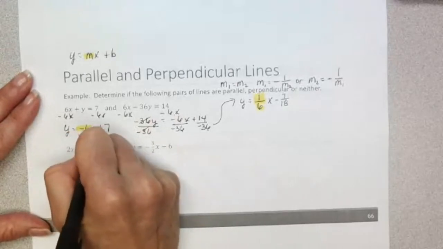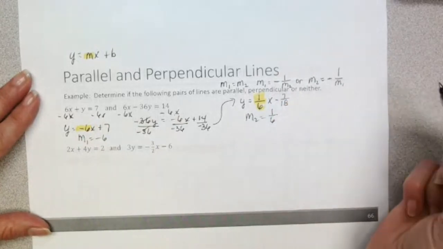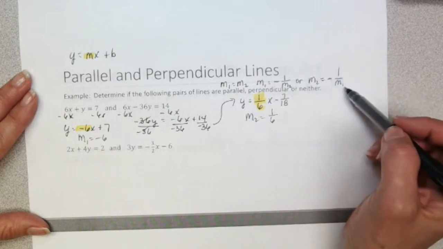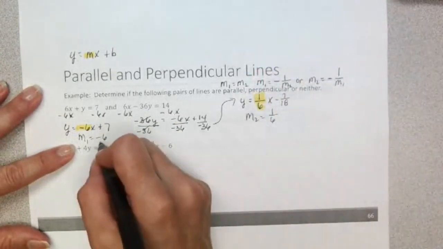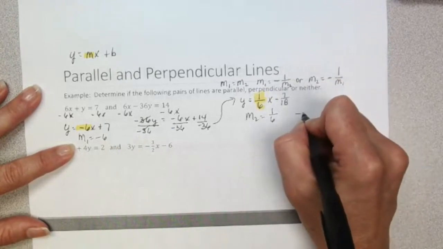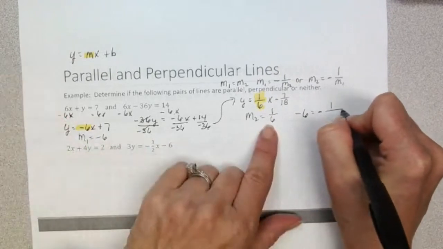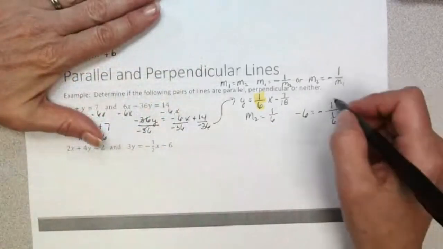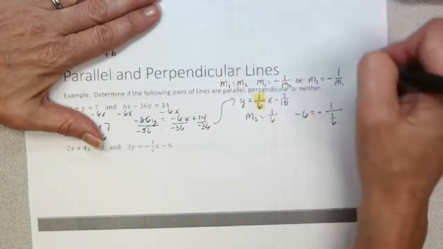So if m1 is equal to negative 6 and m2 is equal to positive 1/6, does m1 equal negative 1 over m2, or does m2 equal negative 1 over m1? Well, let's see. I could think about that either way. Let's do it the harder way. Let's see if m1 is equal to negative 1 over m2. So does negative 6 equal negative 1 over positive 1/6? Oh, that's weird, isn't it? That's a complex fraction. Let's simplify that.